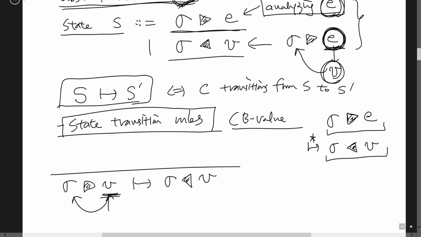That's the first rule. So this rule says I wanted to analyze the structure of this expression, and I have discovered that it is a value. So there's no point in further analyzing this expression. So now I return this value V back to the stack of frames. So that's the first rule.